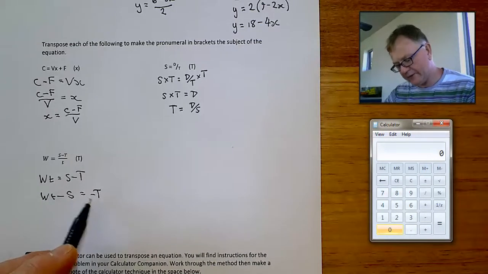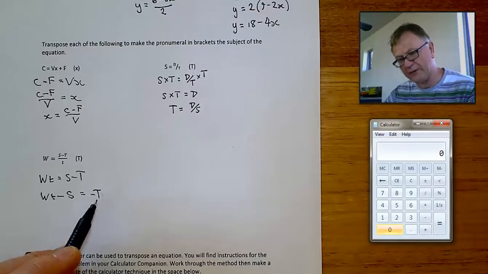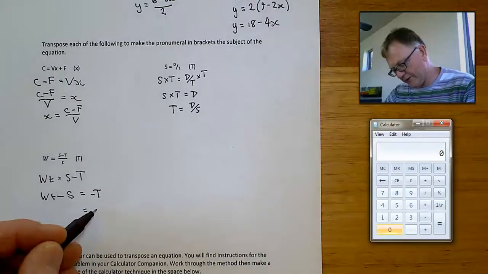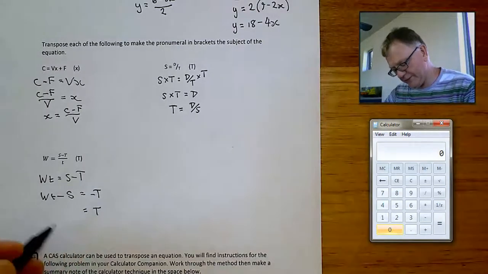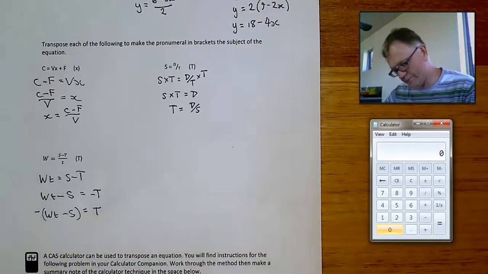Now I can get rid of this negative side, and what we're doing actually is multiplying this side of the equation by minus 1. Minus 1 times negative t equals positive t. But I've also got to multiply this side by negative 1. So that means t is equal to the negative of all of this. You could leave your answer like that, that's pretty good.